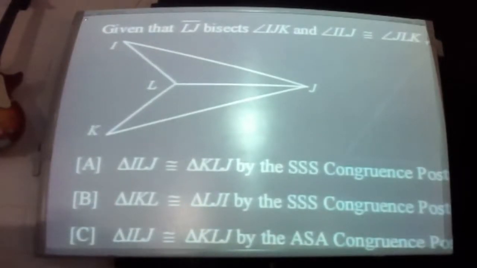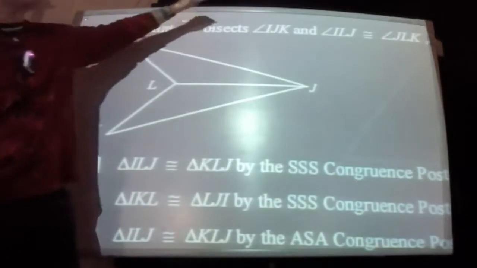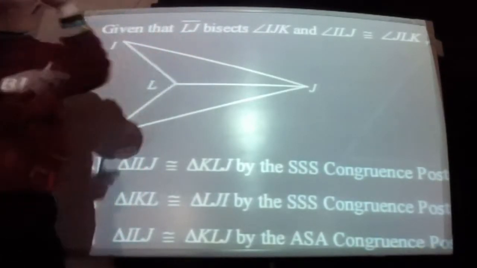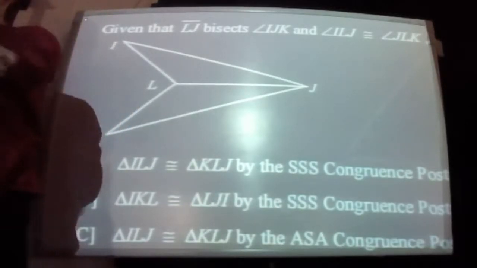Oh, here we start putting other words in there. Instead of giving you the markings, they're going to use the word bisect. What does it mean when something bisects an angle? This segment bisects that angle. When we bisect an angle, we divide it into two equal parts. So they're trying to tell you two angles that are congruent.